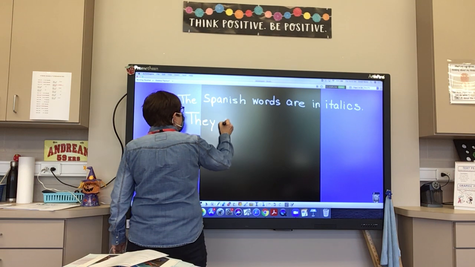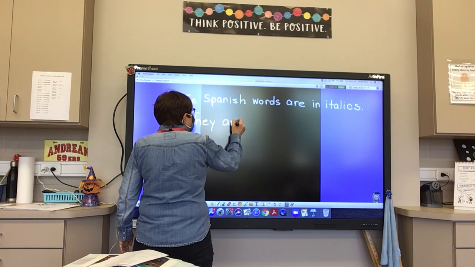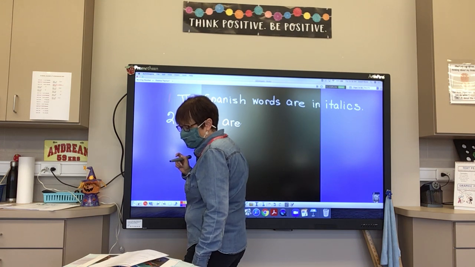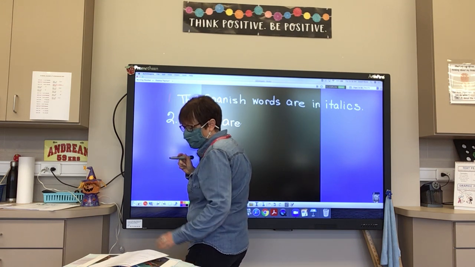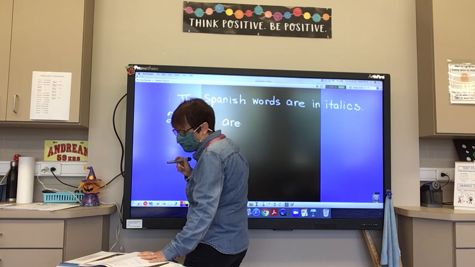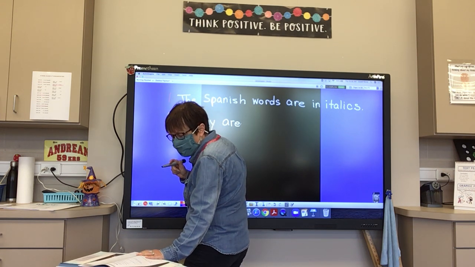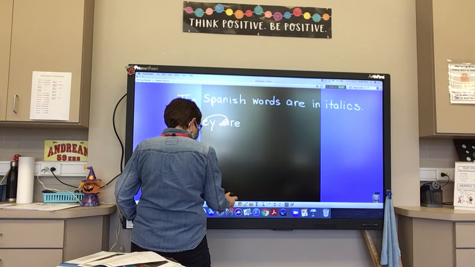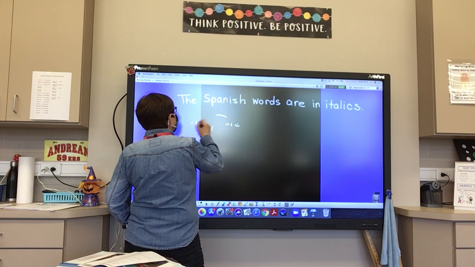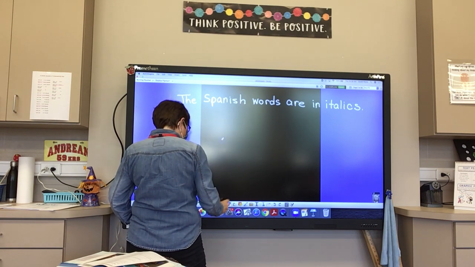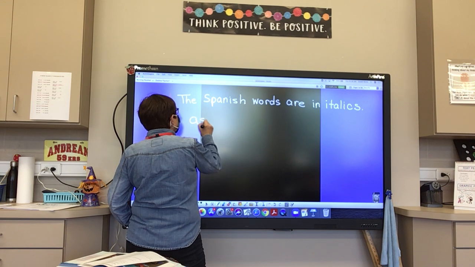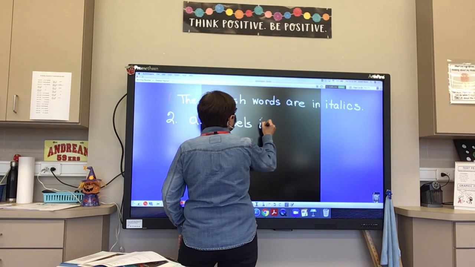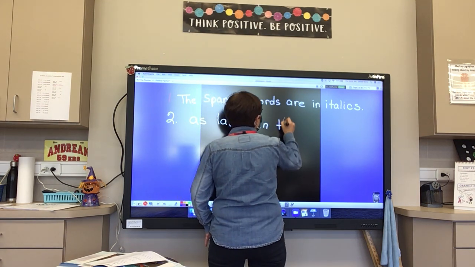What could we say? Where else do the Spanish words appear? Oh, you know what, I don't like this. I'm erasing this, sorry, because we want to use the word labels. So as labels in the illustrations. I'm not using a full sentence. As labels in the illustrations.